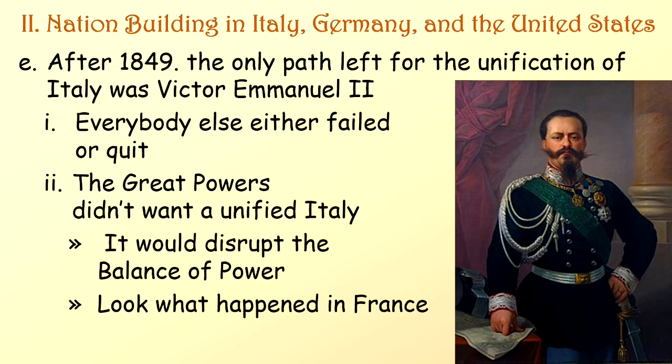After 1849, the only path left for the unification of Italy was Victor Emmanuel II. Everybody else had either failed or quit. And the great powers of Europe, they didn't want to unify Italy. It would disrupt the balance of power. Look what happened in France.